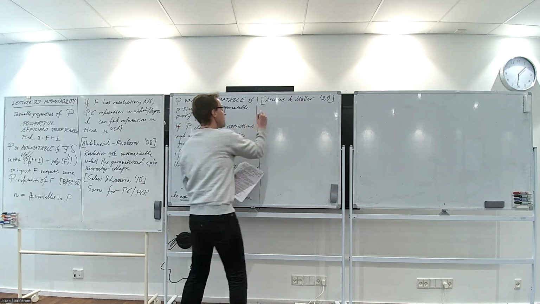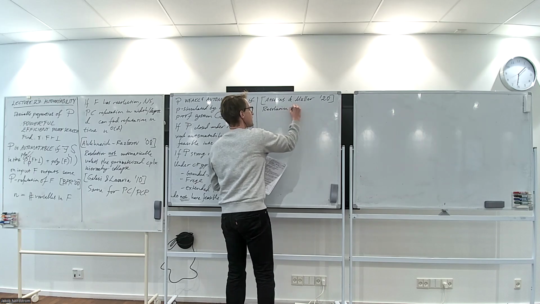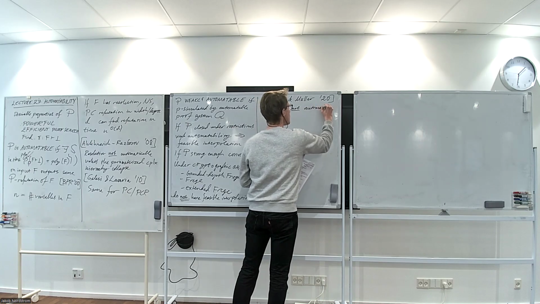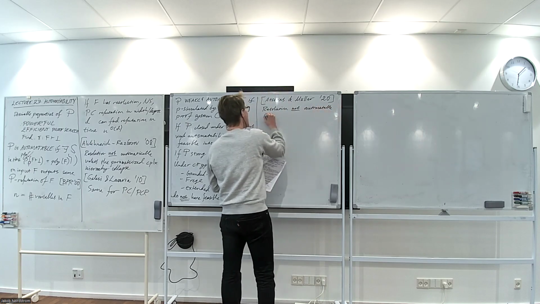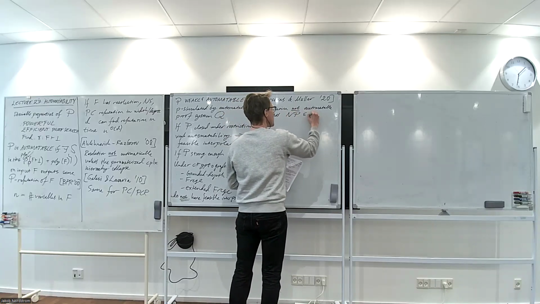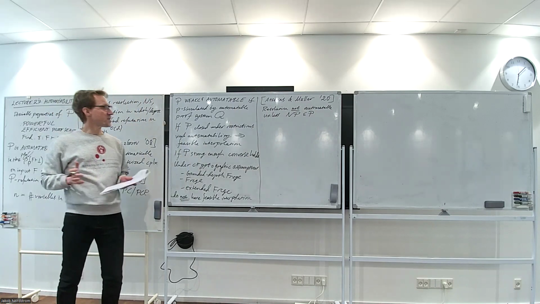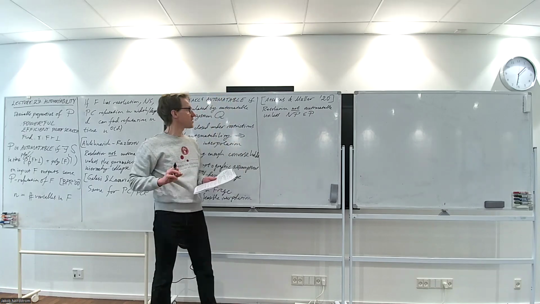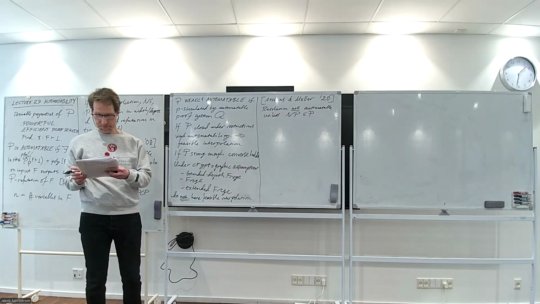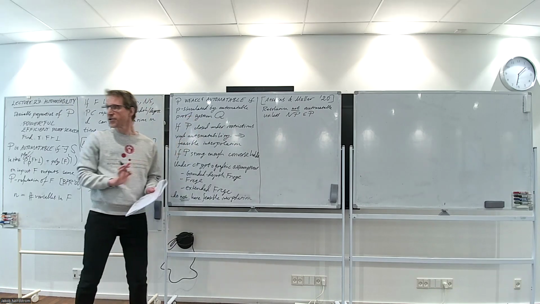And they proved that resolution is not automatable unless NP sits inside P. This is the best result you can hope for. If NP is in P, then resolution is automatable, but if that is not the case, then resolution is not automatable. And this is what we'll cover today.